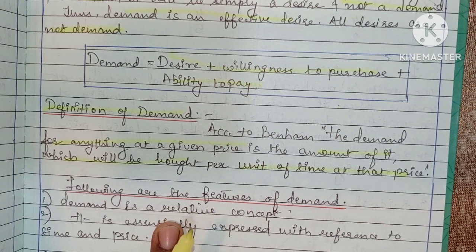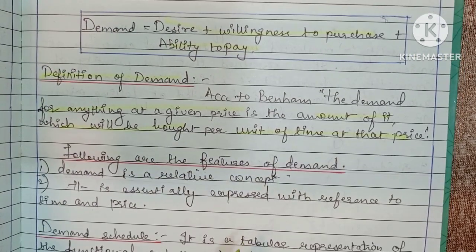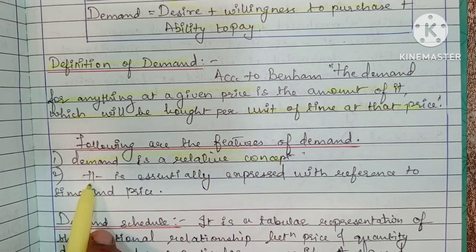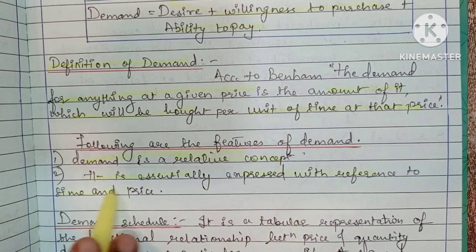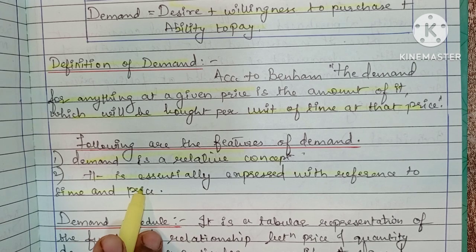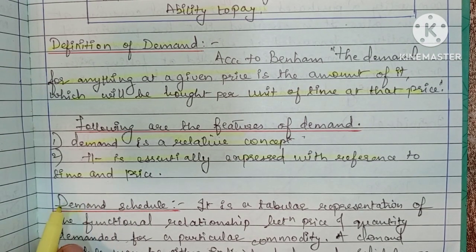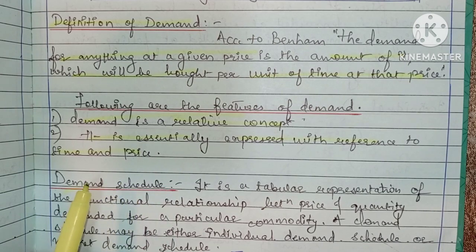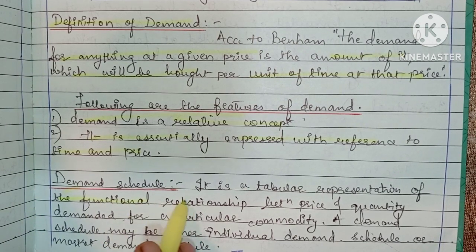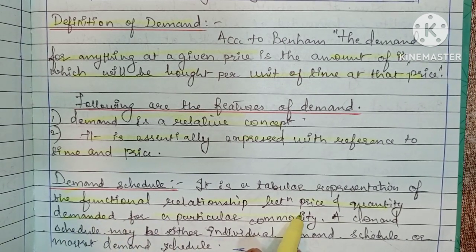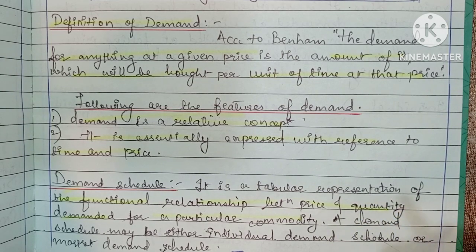Following are the features of demand. Demand is a relative concept, we can relate it to something. It is essentially expressed with reference to time and price. At what time we desire it and at what price we buy it is very important. Now, the demand schedule. It is a tabular representation of the functional relationship between price and quantity demanded for a particular commodity. For whatever you are buying, the price and the quantity demanded are important.